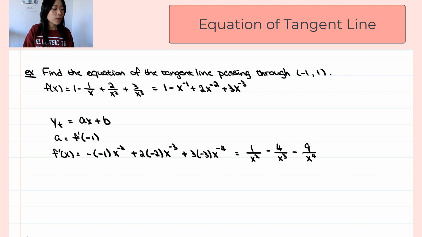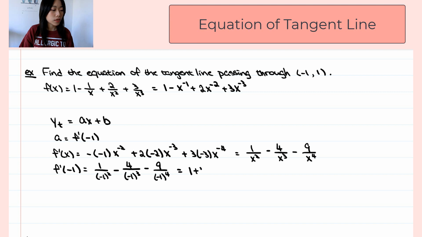Then we substitute x by -1 to find the derivative of the function evaluated at x equals to -1. So it equals to 1 over -1 squared minus 4 over -1 cubed minus 9 over -1 to the power of 4, which equals to 1 plus 4 minus 9, which equals to -4. So that is the slope of the tangent line at x equals to -1, and that is our A. So now we found the slope for this equation of tangent line.